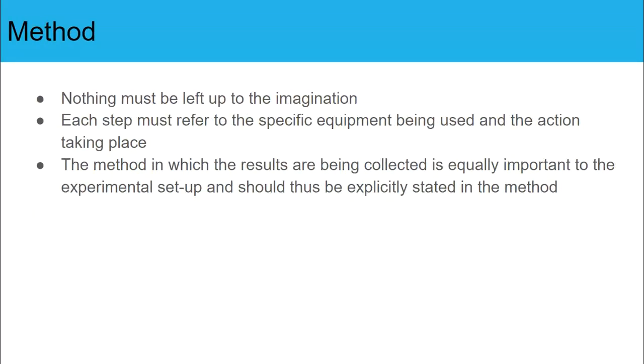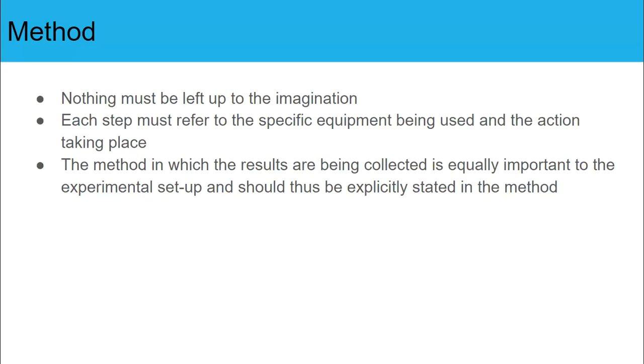When we write our method, nothing must be left up to the imagination. We're going to be using numbered steps, and each step must refer to the specific equipment being used and the action taking place. So we're not just going to measure out water, we're going to measure 100 mils of water using our measuring cylinder. While it might seem silly, because scientists can make up their own mind, we want to leave nothing to the imagination. We want to know that someone can take that method and run with it. And the results being collected should be part of our method and explicitly written there.